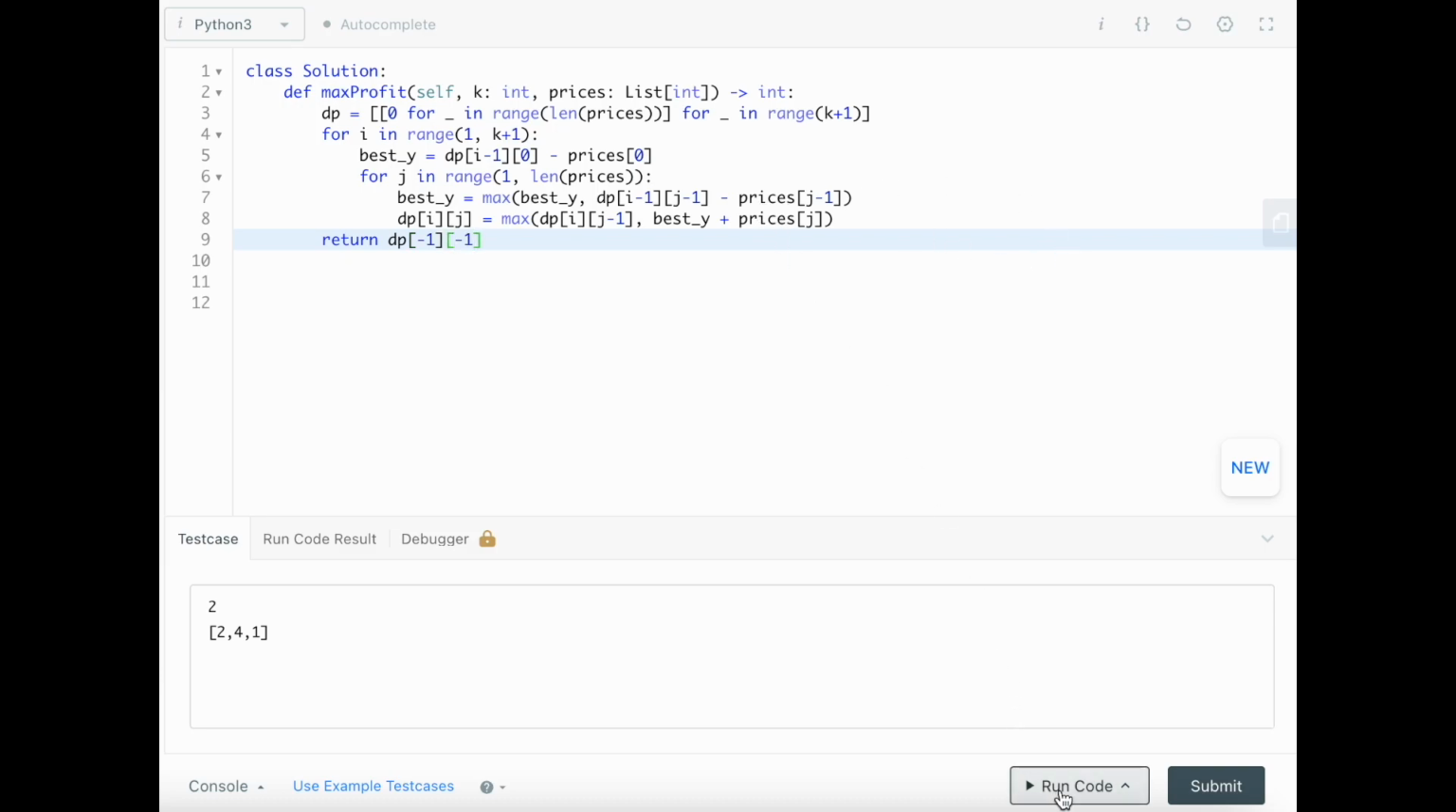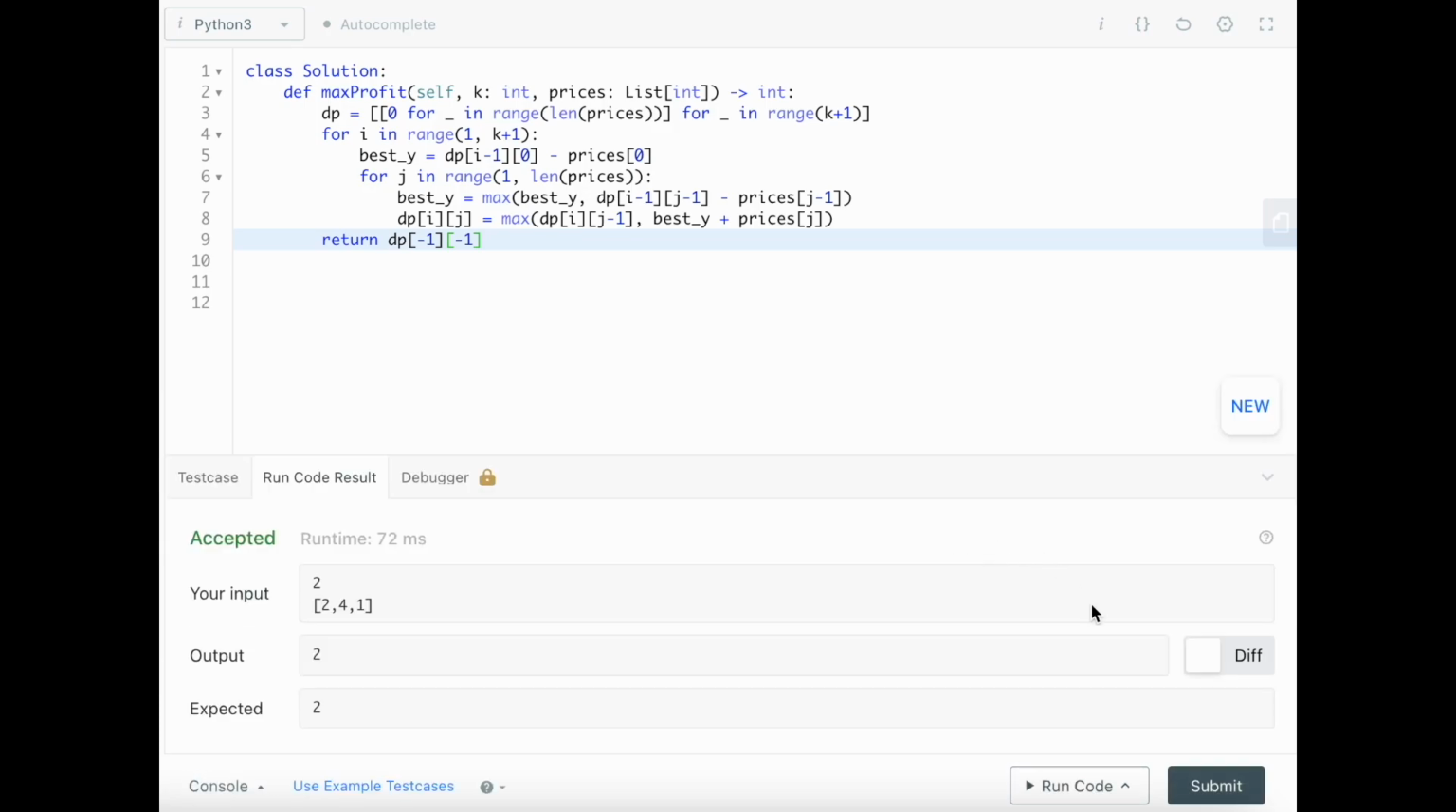So let's quickly run the code. Yeah, it is accepted. Let's quickly submit it as well. Yeah, it is submitted.